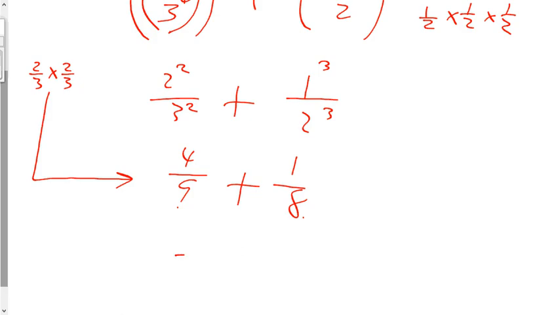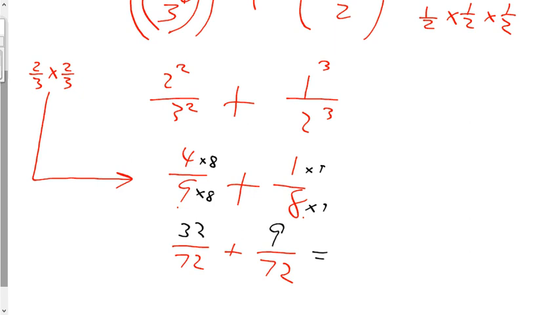Common denominator is 72. Equivalent fraction, 32. 9. Keep your denominator, add your numerator, sorry. Your final answer is 41 over 72.